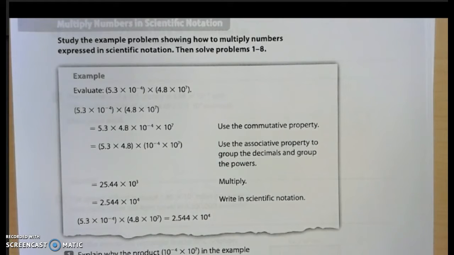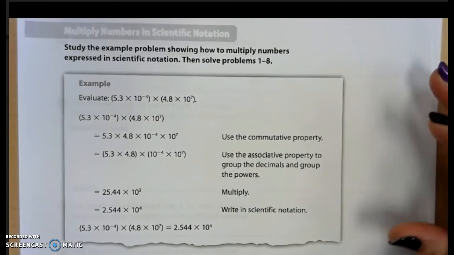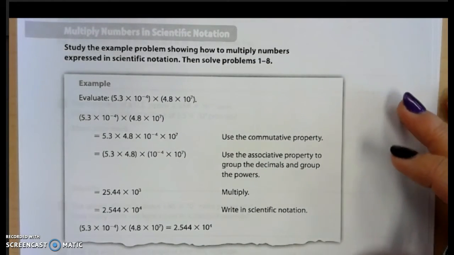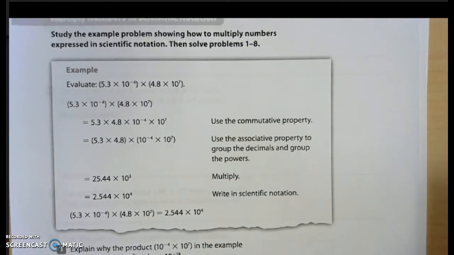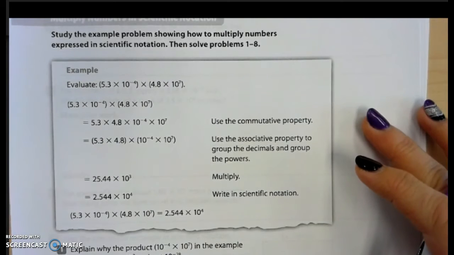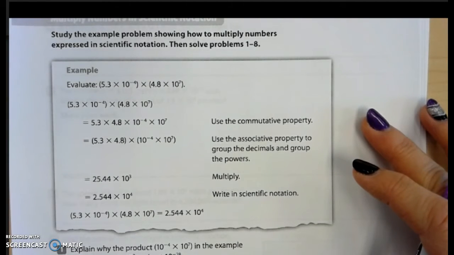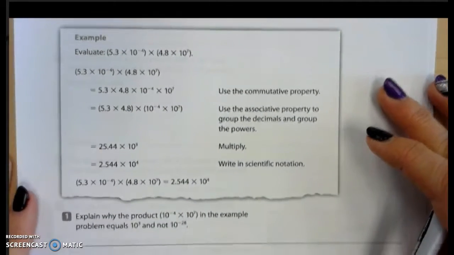Right, your homework last night was page 45 through 48 in your practice book. This was multiplying in scientific notation at the top of page 45. They've given you an example problem showing how to multiply numbers expressed in scientific notation. Now, their way looks a little bit different from my way, so you're welcome to do it my way or their way, but this is their work.